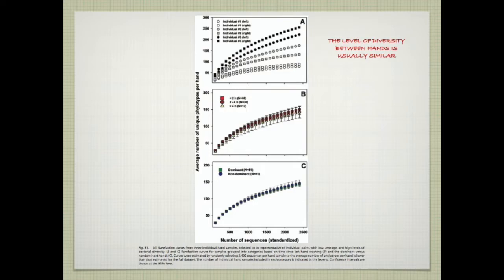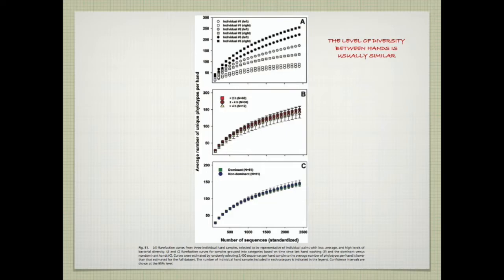Why might one person's hands be more diverse than another's? Occupation would be a big one. If you work on cars and spend your time with your hands in gasoline, how diverse is your hand microbe population going to be? Probably not so much, right? If you, unfortunately, work in a hospital, how diverse is your hand population likely to be?